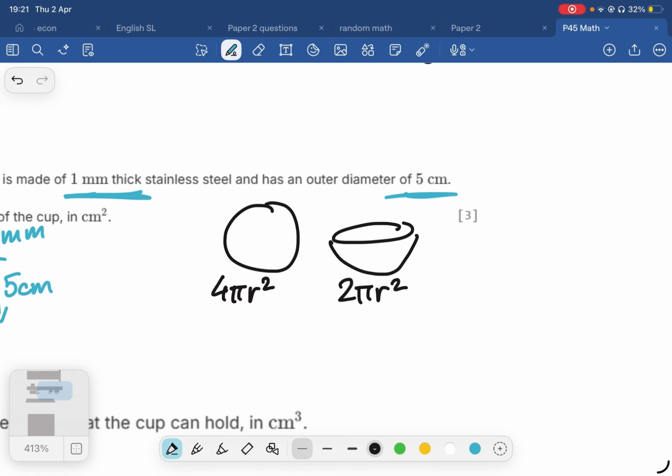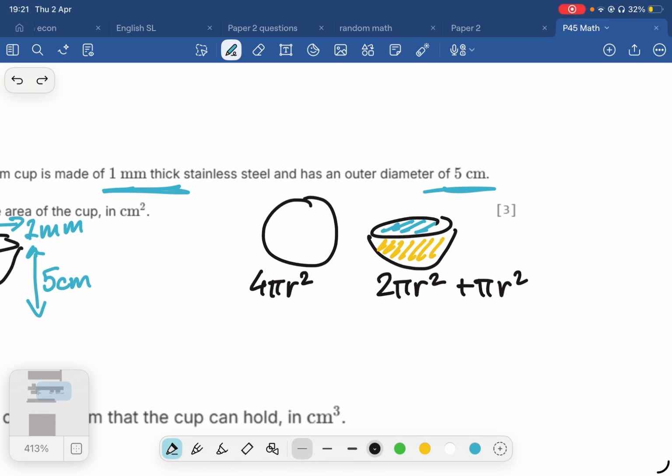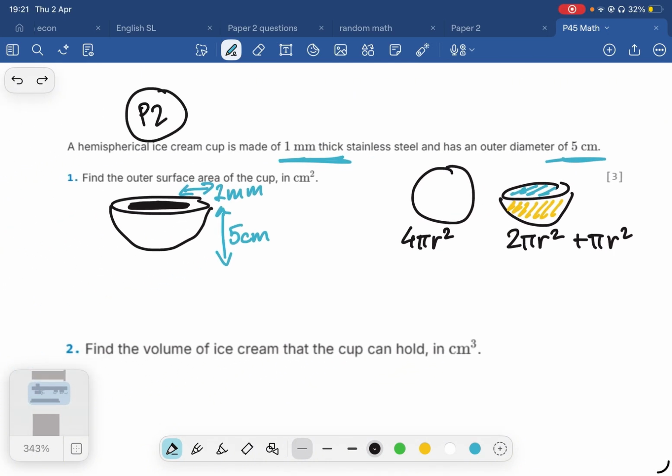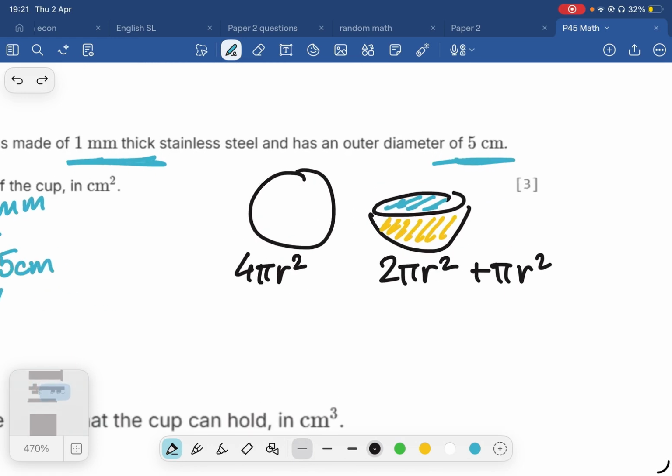But this is actually wrong. That's not correct. What you have to account for is, yes, this outer part is 2 pi r squared. But this part here is plus pi r squared. So that would be the correct formula, right? You have to account for the full thing, because a sphere doesn't have an opening like that. So you don't have to add the pi r squared for a sphere, but for this one you do. That's how you find the surface area of a hemisphere.